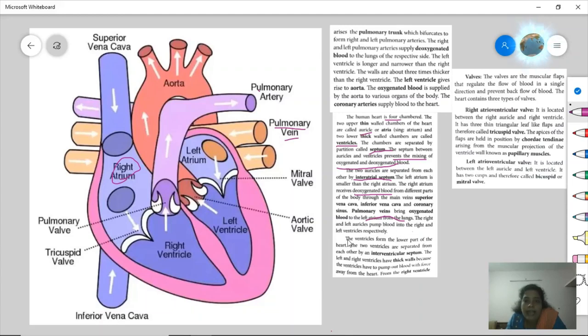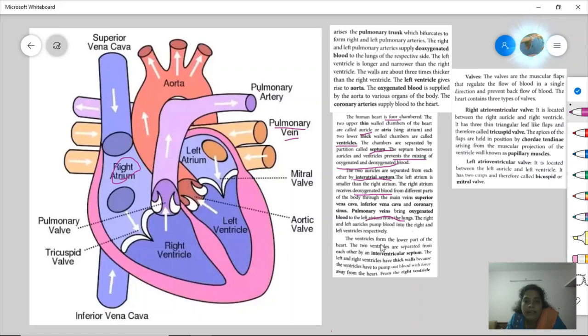The right and left auricles pump blood into the right and left ventricles respectively. These two auricles pump the blood to the right ventricle and the left ventricle.